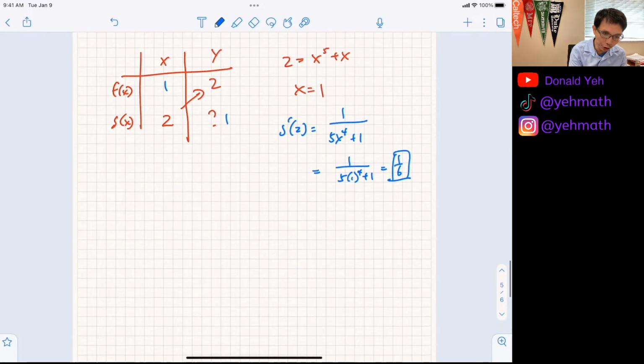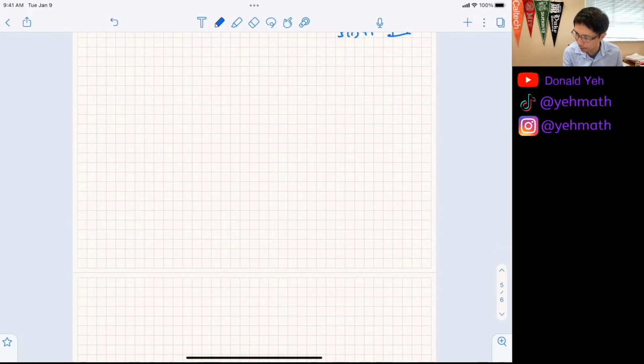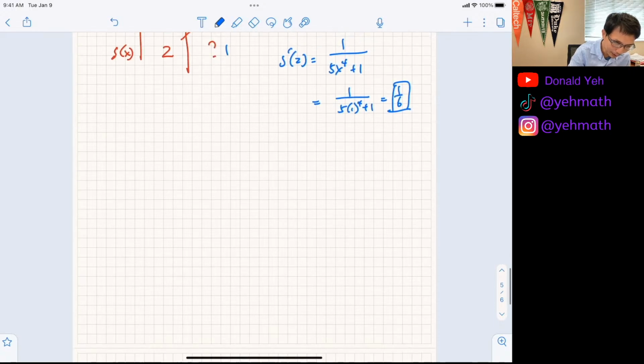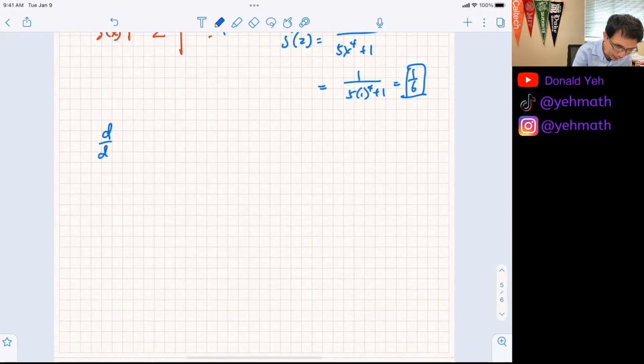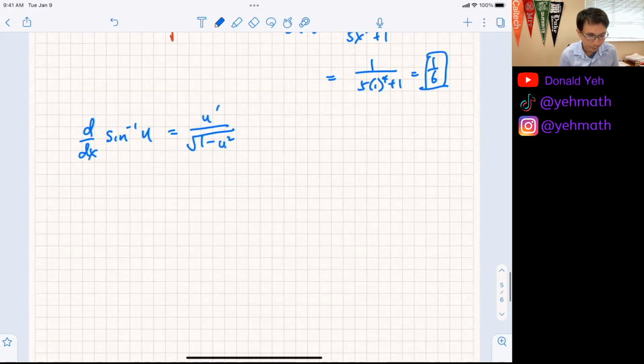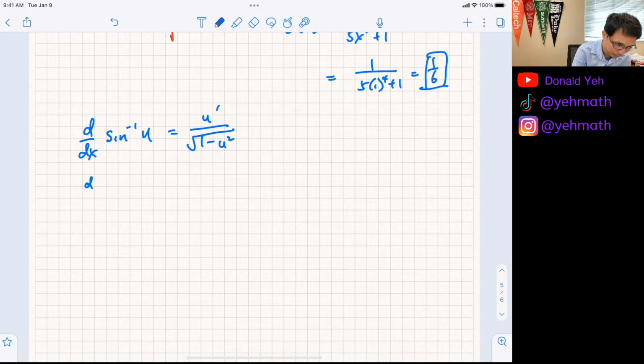All right, so I'm going to write down two equations to help you, but the one that happens more than the other one is d/dx of sine inverse of u is equal to u prime over square root of 1 minus u squared. The next one, the most popular one, is going to be this.